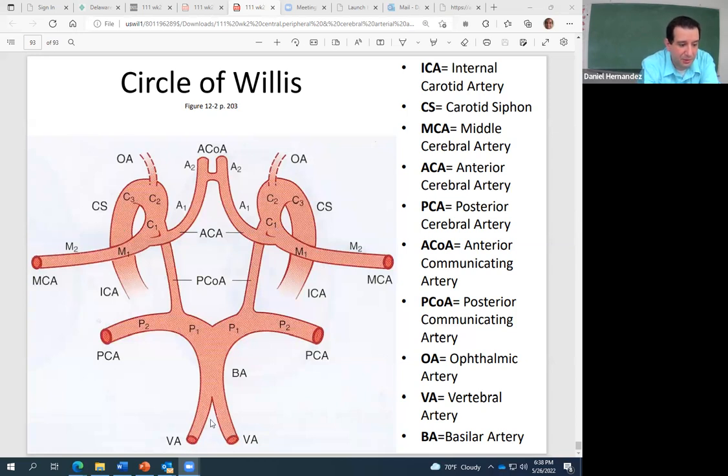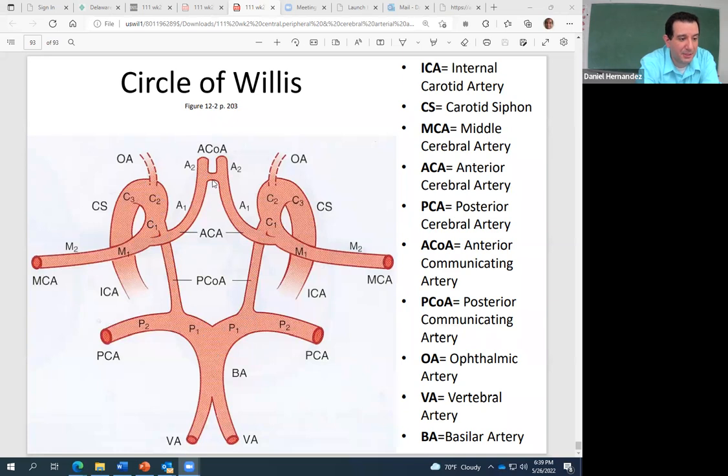Posterior circulation: the two vertebral arteries come together to form that basilar artery. And then that basilar artery bifurcates into the two posterior cerebral arteries. So these two circulatory circuits, posterior circulation and anterior circulation, are connected by these posterior communicating arteries. So you have right and left posterior communicating arteries, which can connect both of these circulatory pathways or territories, as well as this anterior communicating artery.